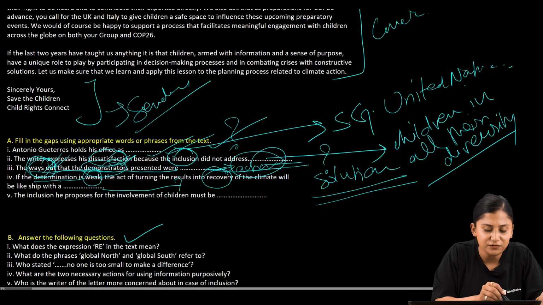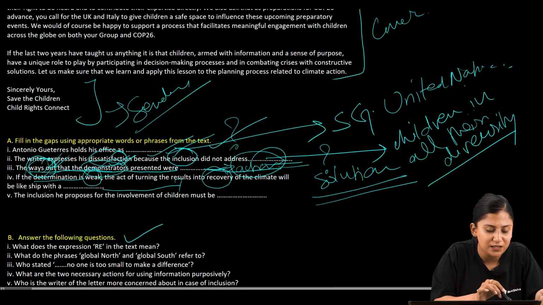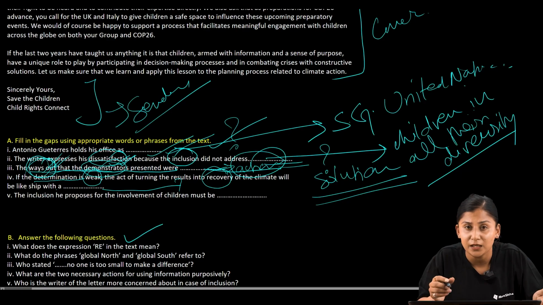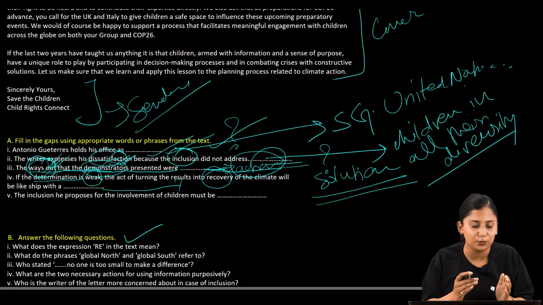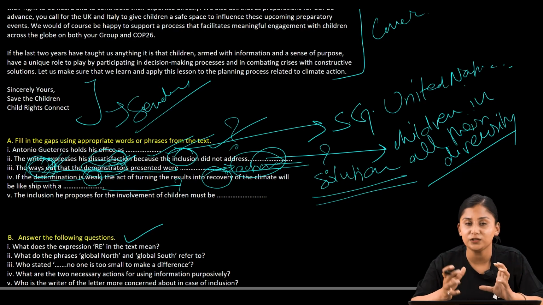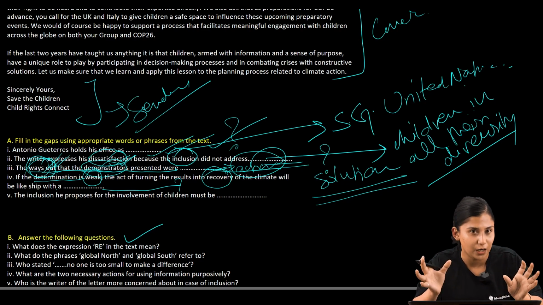So now if the determination is weak, the act of turning the results into recovery of a climate will be like sheep with something. What happens if the sheep is obstructed? So what sort of condition occurs when sheep happens to be facing difficulty? Of course, whenever some significant materials in the sheep are broken out, right?